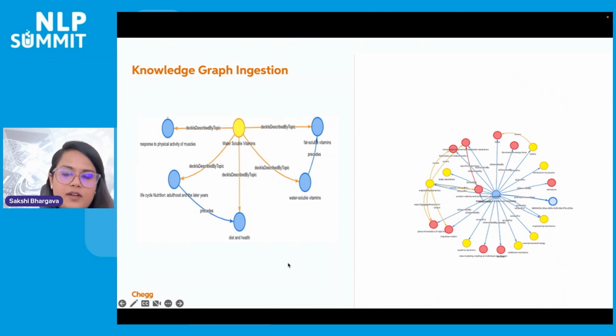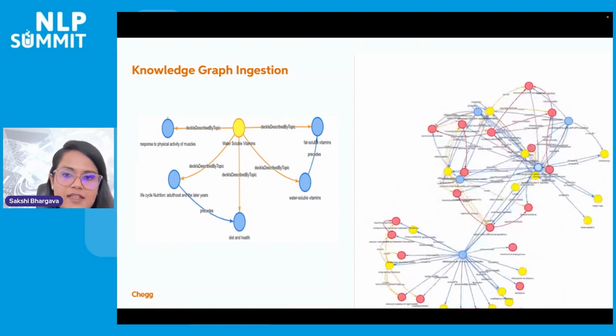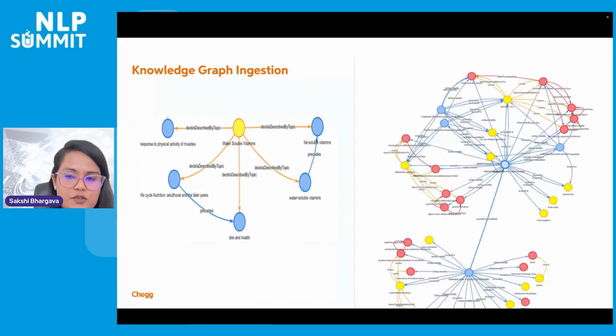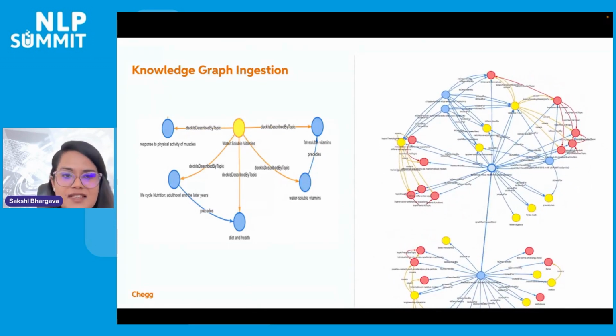So these are the content graphs, and this is how all the techniques and the pipelines were used for these projects. And with this, I conclude my talk.